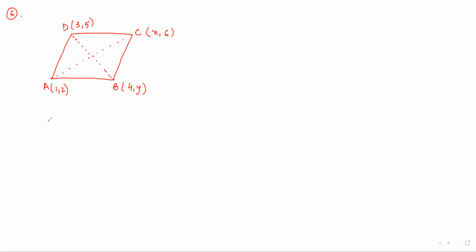So diagonals bisect each other, right? Bisect means they meet at a point. But in which ratio is it dividing? Bisect means what? Meet at a point means intersect, right? What is the difference between bisect and intersect?